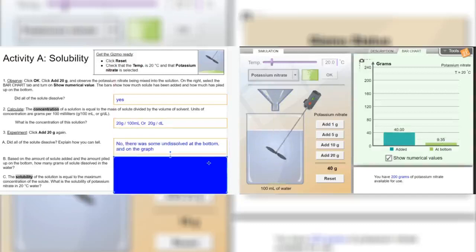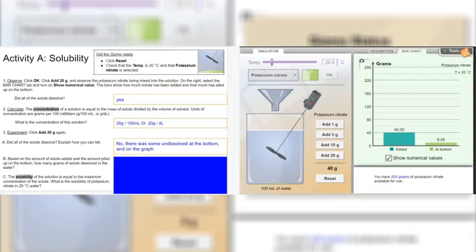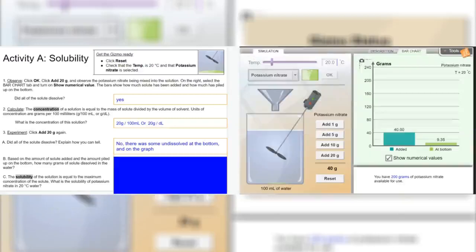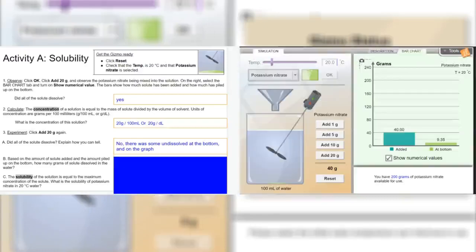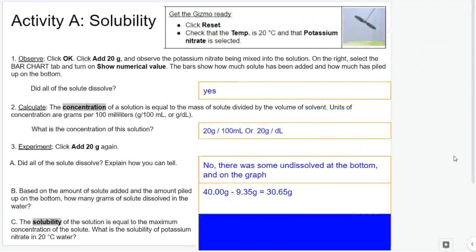No. There was some undissolved at the bottom and on the graph. So both of those things told us that not everything had dissolved. So now we wanted to figure out how much did dissolve. So we take the total, which is 40 grams, that was in the beaker, minus what did not dissolve, and that showed us that a total of 30.65 grams was dissolved in our solution.